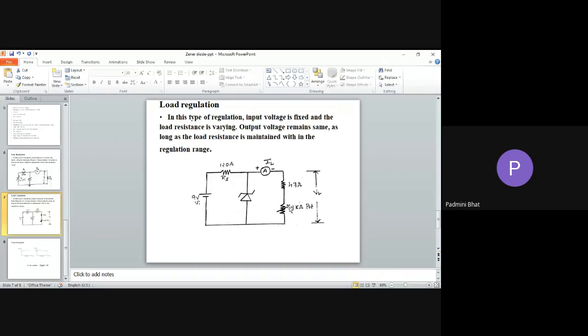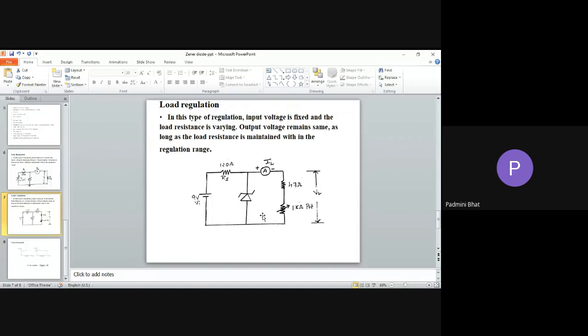Don't think that from the minimum position of the pot to the maximum position of the pot, I will be getting a regulated voltage or regulated current. No. I may get or I may not get. I don't know. I am varying in all possible values.